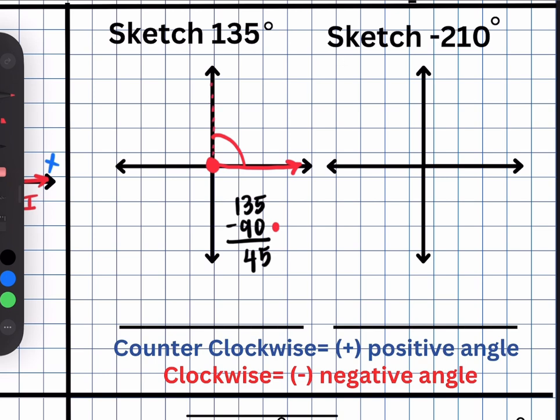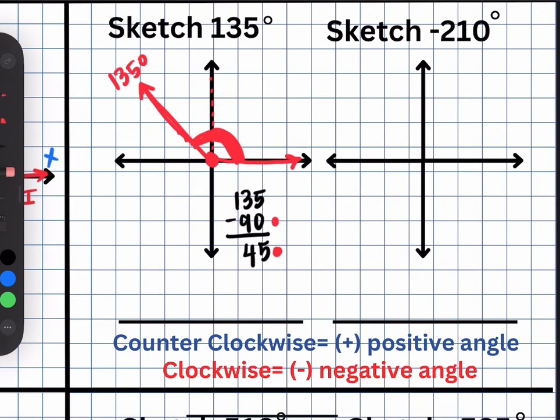On top of the 90 degrees, I need to travel another 45 degrees. And 45 is about half of 90. So if I travel another 45 degrees, this is the angle of 135 degrees. This angle that's created in here. Okay? And that makes sense because 135 degrees is an obtuse angle.